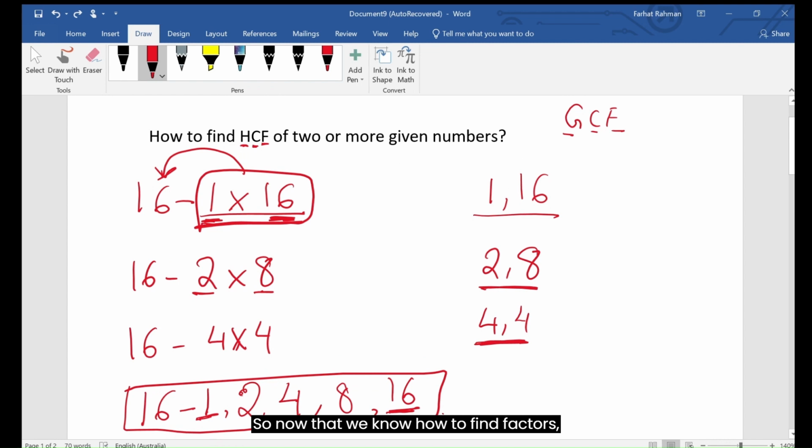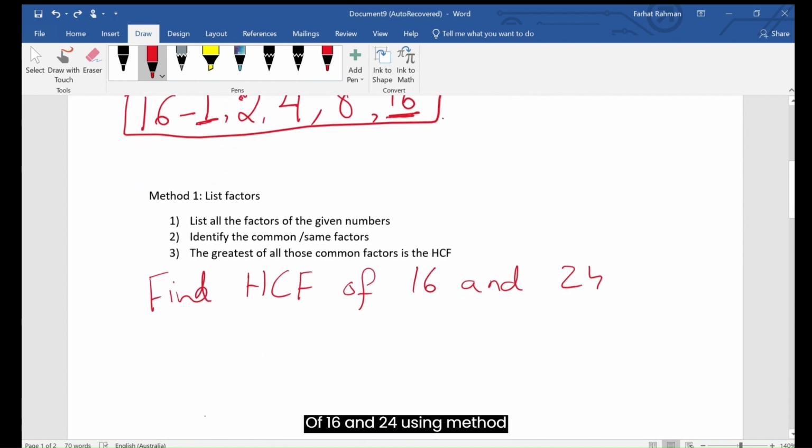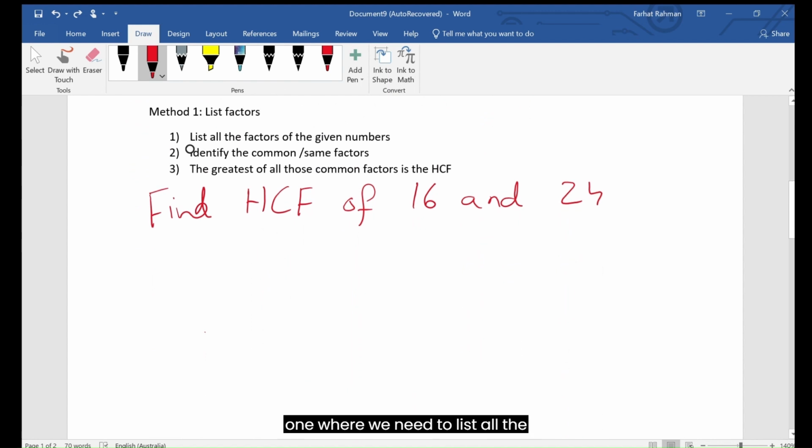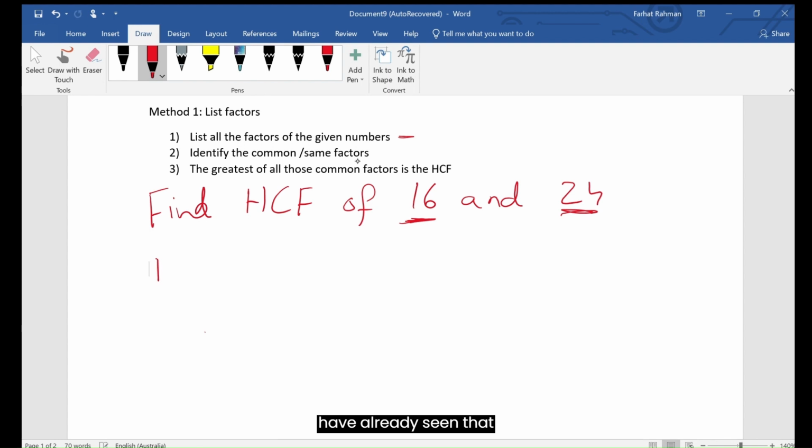So now that we know how to find factors, we can easily find HCF of two or more given numbers. Let us find HCF of 16 and 24 using method 1, where we need to list all the factors. So the first step is to list all the factors of the given numbers, and our given numbers are 16 and 24. Let us list all the factors of 16. As we have already seen, 1 times 16 gives us 16, 2 times 8 gives us 16, and 4 times 4 gives us 16. So these are the factors of the number 16.